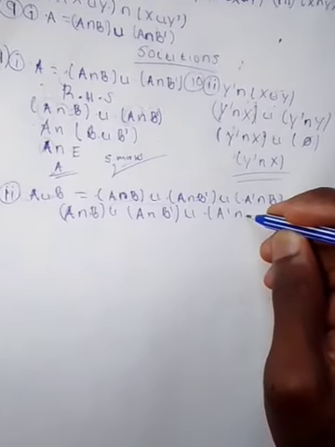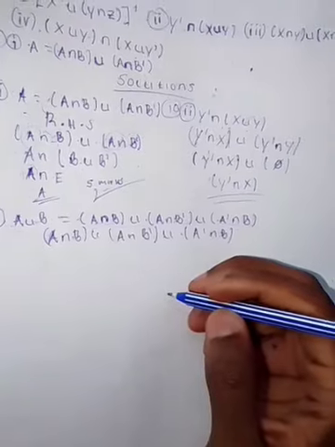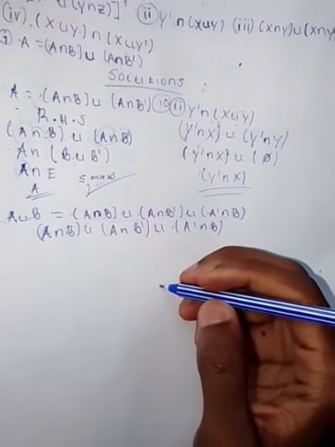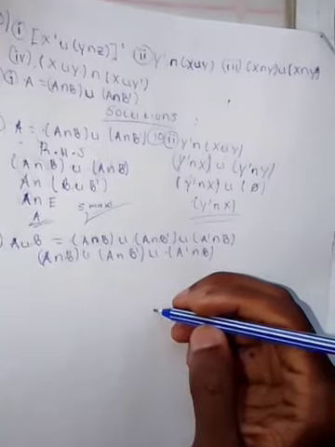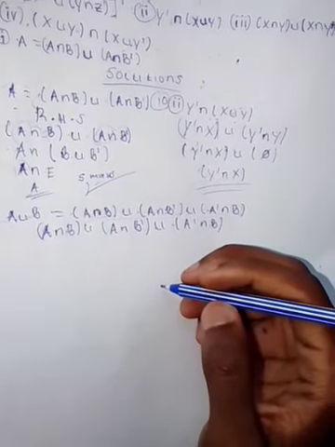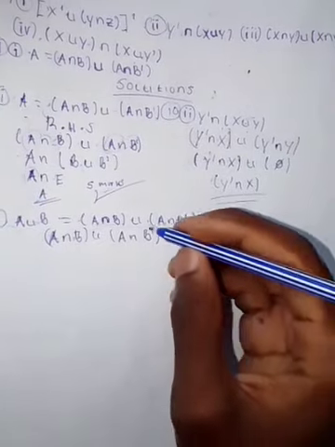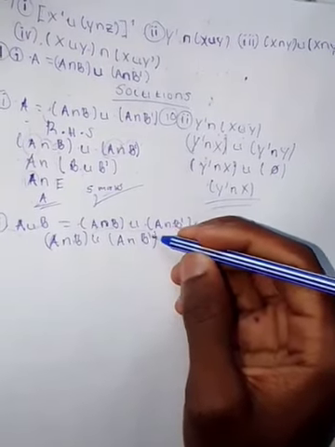intersection B. Okay, so now we are going to apply the associativity law property. As you have seen, they have said that we need to apply the associativity property. So now how do we apply it? We are going to gather those two parentheses that are having like terms.